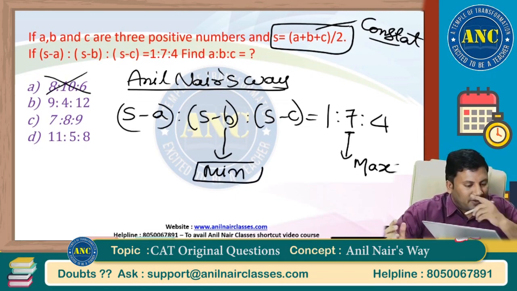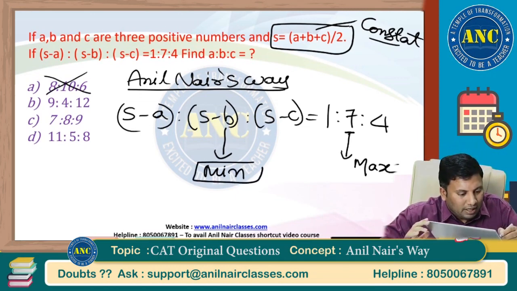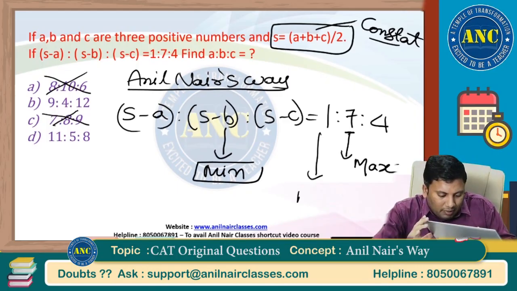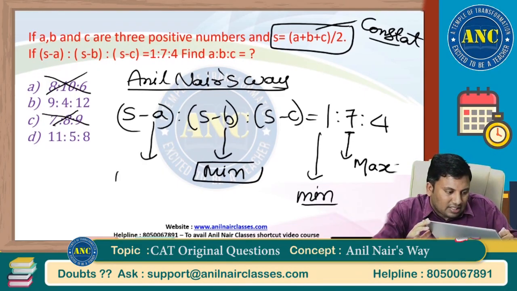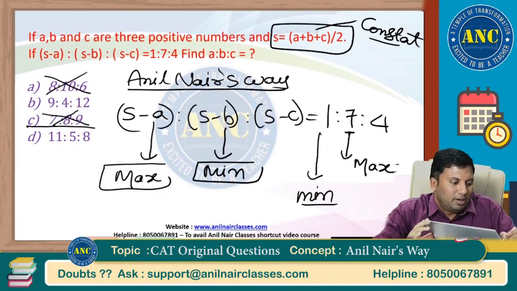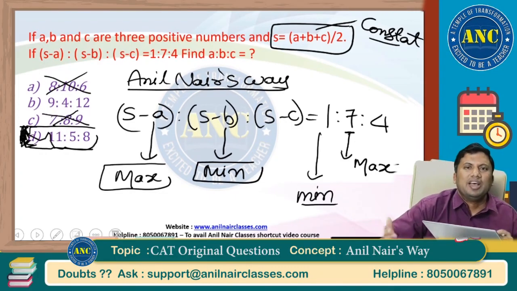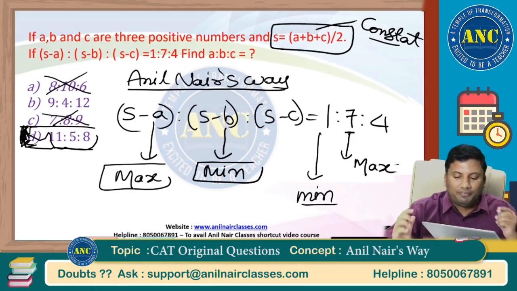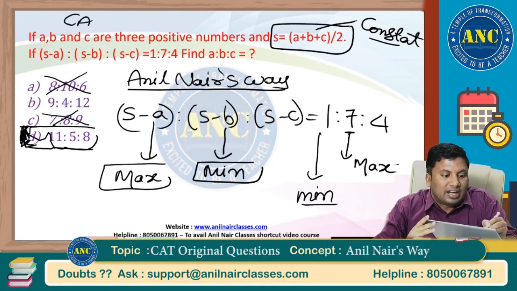You don't need to find the values. B should be minimum in the series. Over. A is minimum. A there is a minus sign. A should be maximum. The value of A should be maximum. Answer is 11:5:8. Where is the question of solving and finding the values of A, B, C? And for your information, it is an original CAT question.